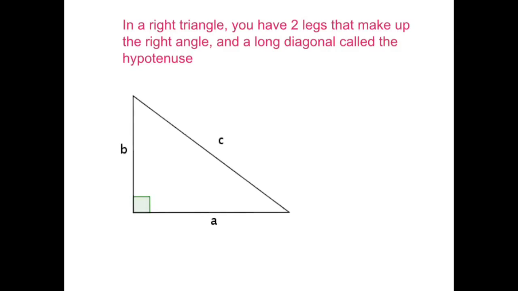In a right triangle, you have two legs that make up the right angle, and then you have a long diagonal called the hypotenuse, which connects the two legs.